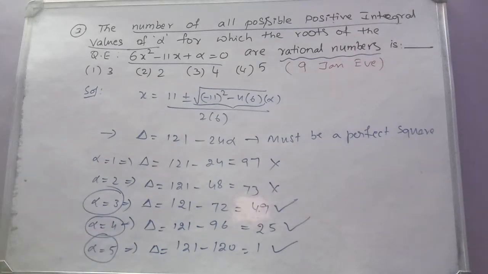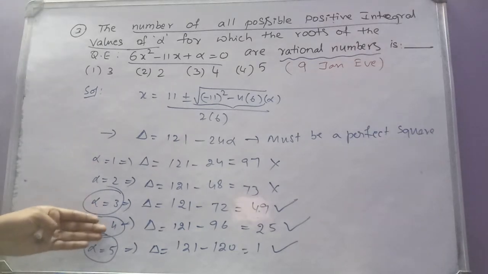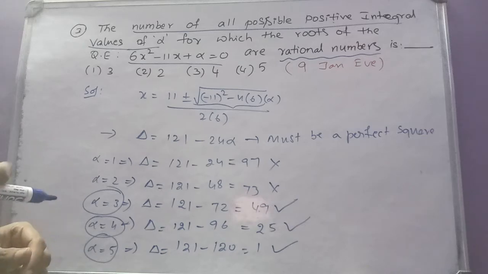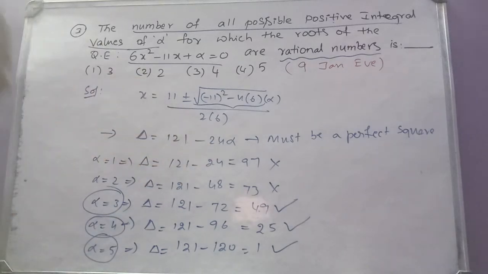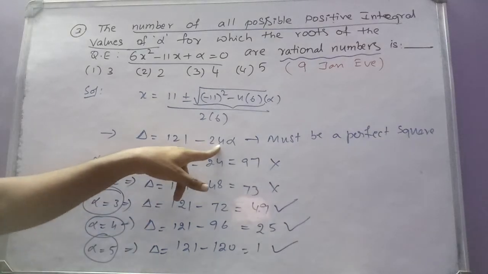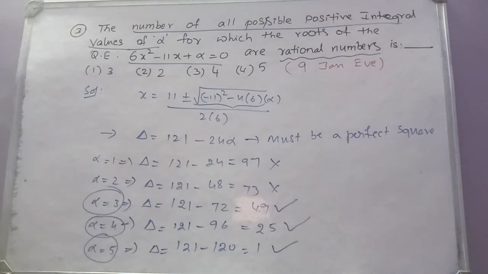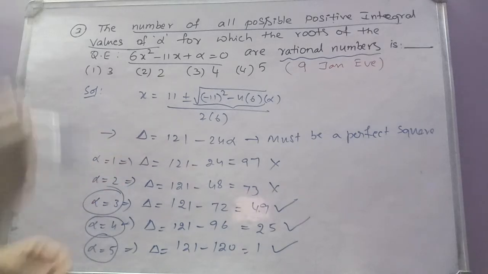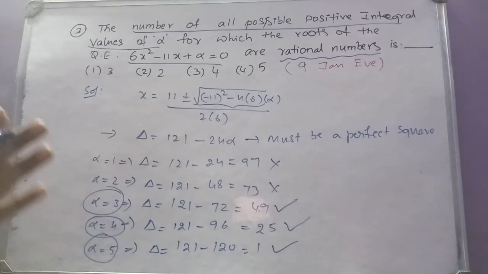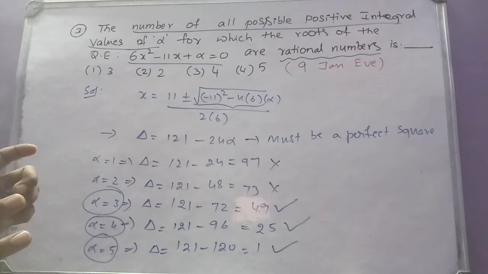What happens if I go for further values? After alpha is equal to 5, if I start taking alpha is equal to 6, observe. 121 minus 24 6s are 144. 121 minus 144 is a negative number. From alpha is equal to 6, delta becomes negative. If delta becomes negative, we will not have the real roots itself.